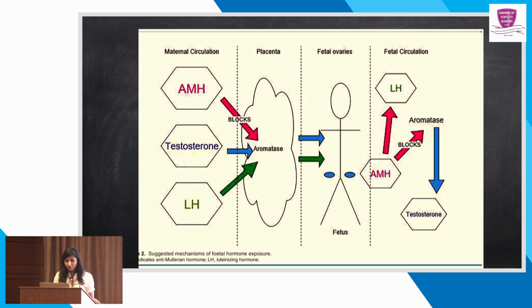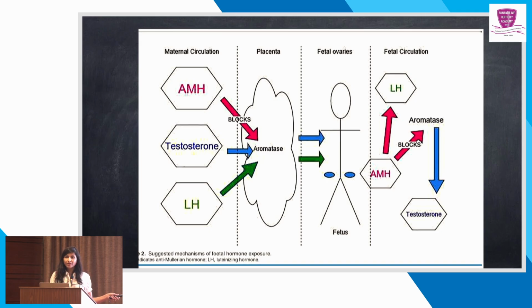Factors affecting the primordial pool. So when sir was describing how, if the mother is having PCOS, she is having a very high amount of androgen and a very high amount of AMH. So what happens when she is carrying a female baby? This AMH, when it circulates through the placenta, blocks the aromatase activity in the placenta. So because of that, what is going to happen?